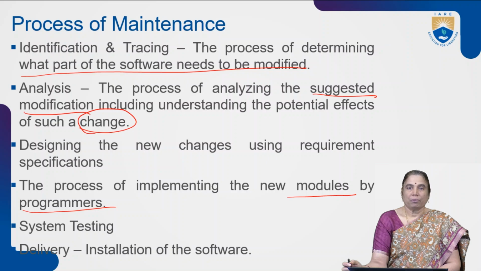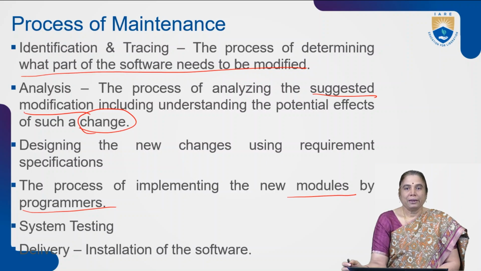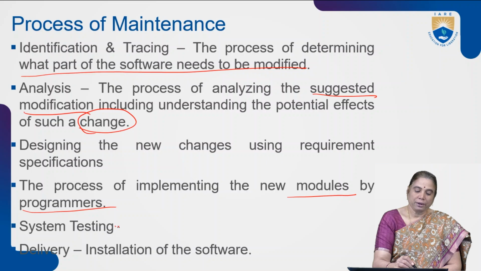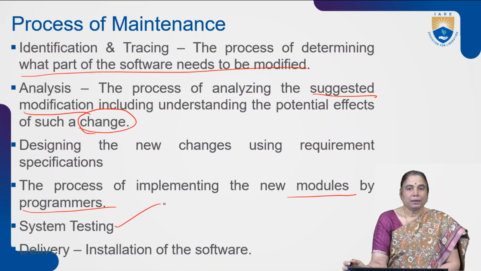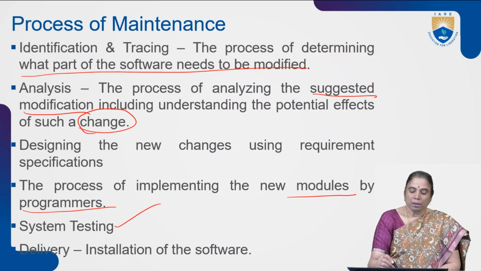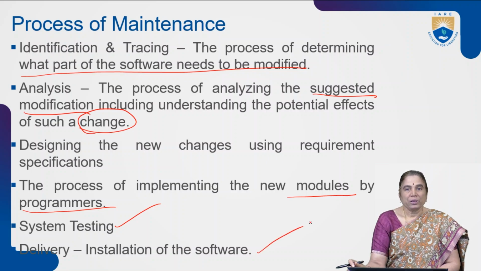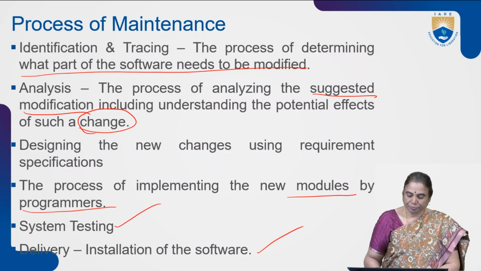Then this code should not cause unintended side effects, so validation and verification is majorly carried out with the help of regression testing. Then in the delivery phase, the software is delivered to the customer after user acceptance testing.